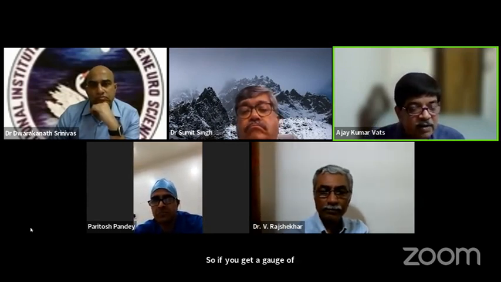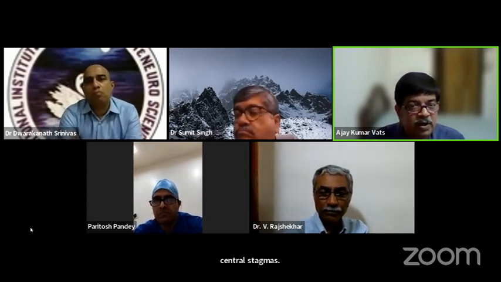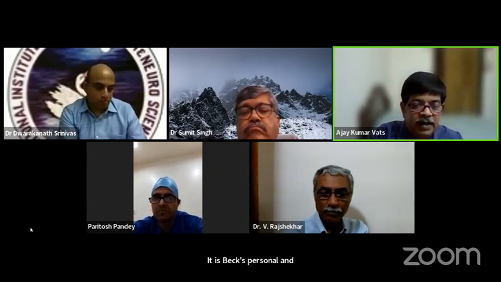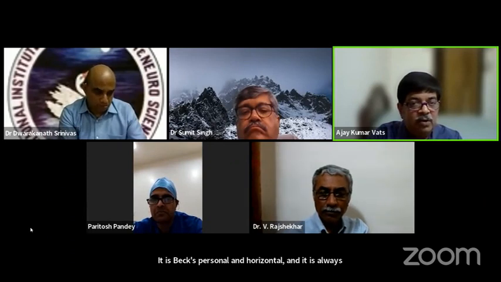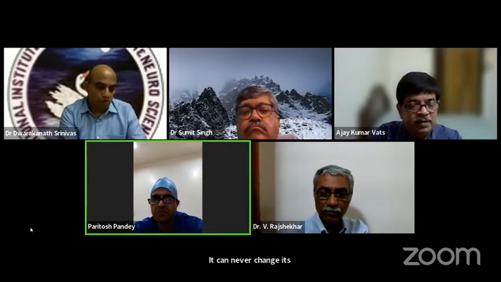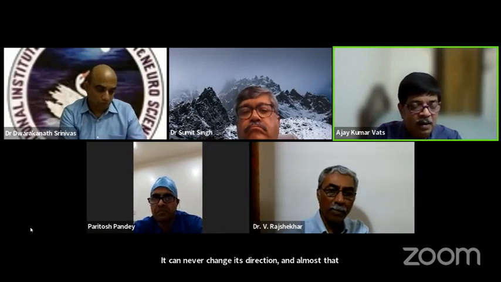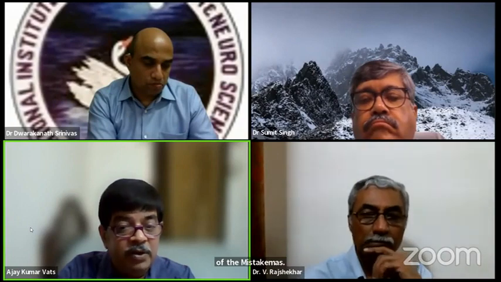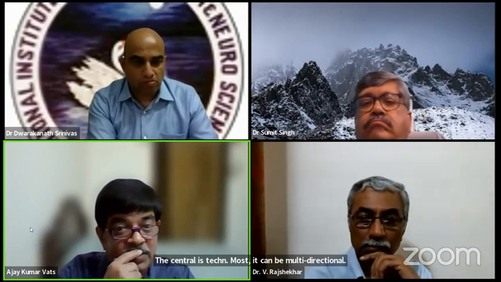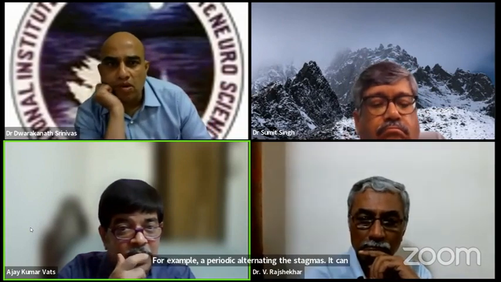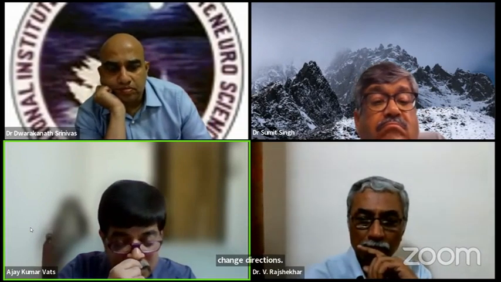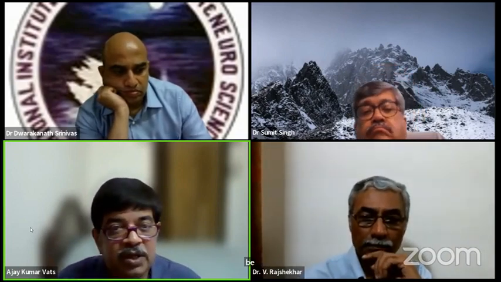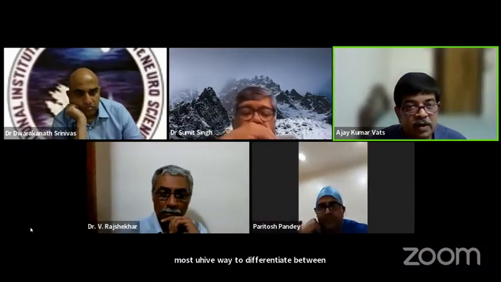Then again, the peripheral nystagmus is unidirectional. It is mixed torsional and horizontal, it can never change its direction, and it follows Alexander's law, that its amplitude increases in the direction of the fast phase of the nystagmus. The central nystagmus can be multi-directional. For example, a periodic alternating nystagmus can change directions. It can also be disconjugate. So the nystagmus is the most objective way to differentiate between central and peripheral vertigo.